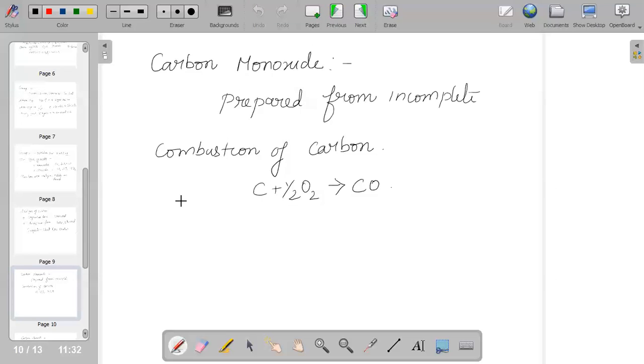But commercial preparation is heating coke with water at high temperature. This is the method which is used for commercial preparation. It is colorless and odorless, and of course, it is insoluble in water, but it is highly toxic in nature, as it will combine with hemoglobin to form a defective complex.